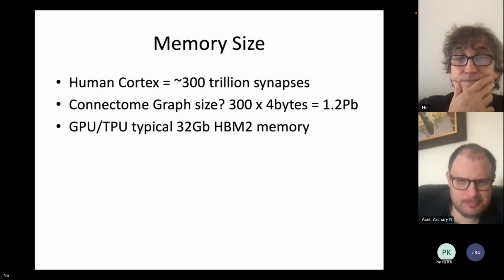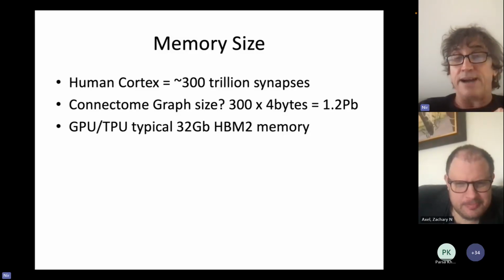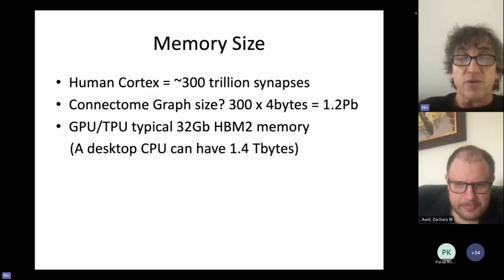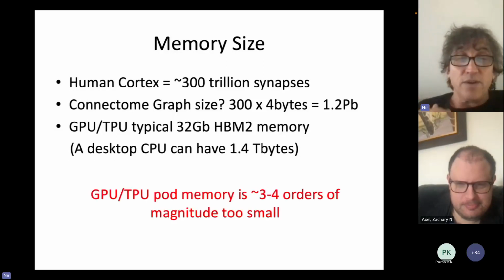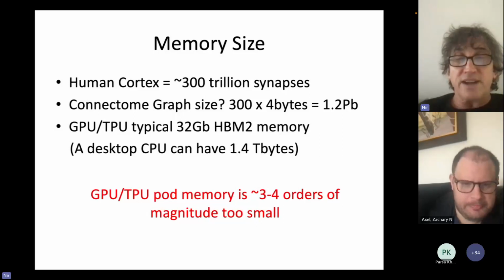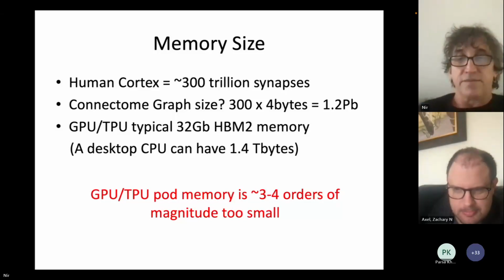Your typical GPU has about 32 gigabytes of HBM, high bandwidth memory. Even a desktop could have 1.4 terabytes, but your GPU has like 30 gigs. So your GPU TPU pod is about 3 or 4 orders of magnitude too small to hold your brain. If you want it to hold brains and run them, it's just going to be too big for it.